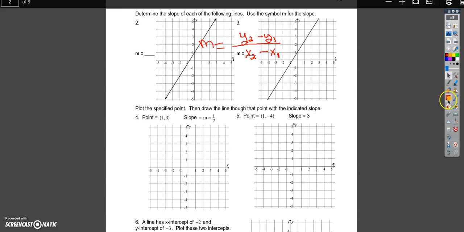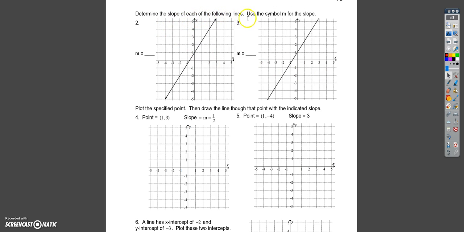All right, let's look at number 2. Determine the slope of each of the following lines. Use the symbol M for the slope. So M equals. So when we have a line, we want to find 2 points, like this one that's in the corner. You wouldn't want to pick this one because it's not in the corner. It would be hard to estimate what that number was. So get one that's in the corner and then find another one that's in the corner. This looks like it is.